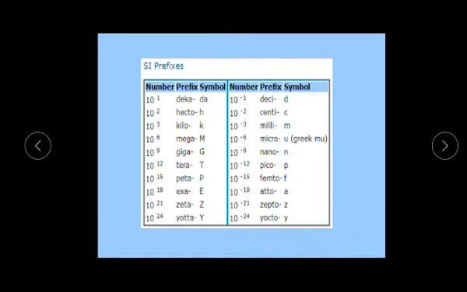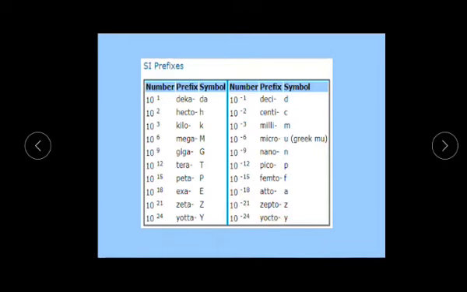Similarly, 10 raised to minus 1, it is for deci. Centi means 10 raised to minus 2. Milli, 10 raised to minus 3. Micro, 10 raised to minus 6. Nano, 10 raised to minus 9. Pico, 10 raised to minus 12. Femto, 10 raised to minus 15. Atto, 10 raised to minus 18. Zepto, 10 raised to minus 21. Yocto, 10 raised to minus 24.